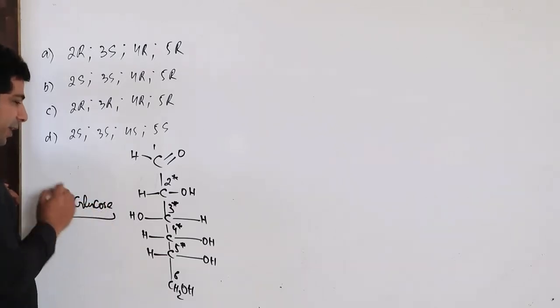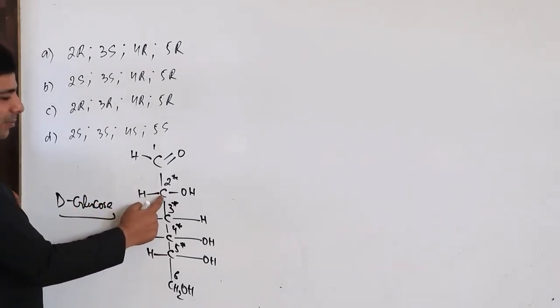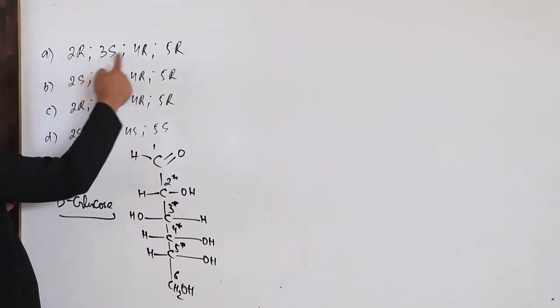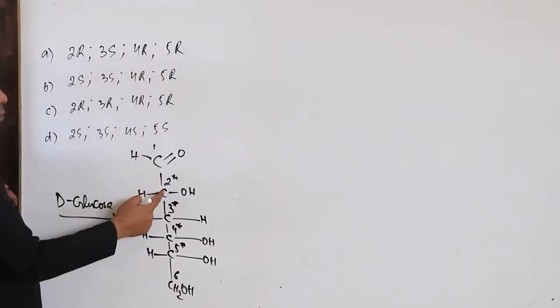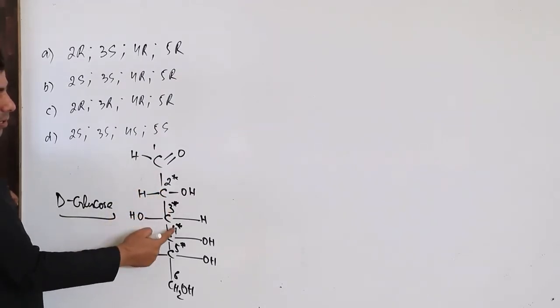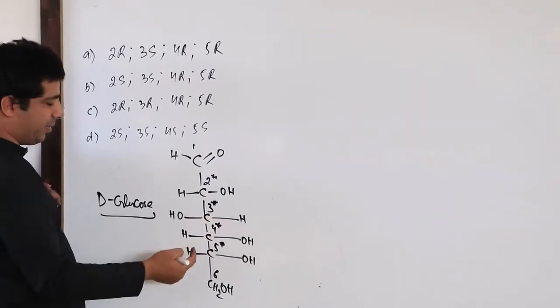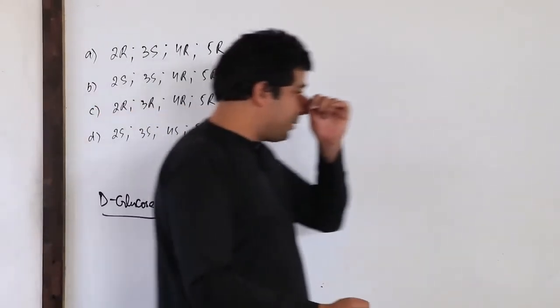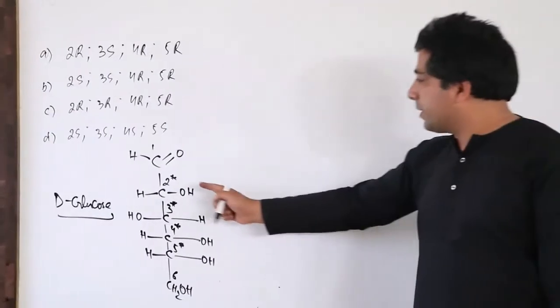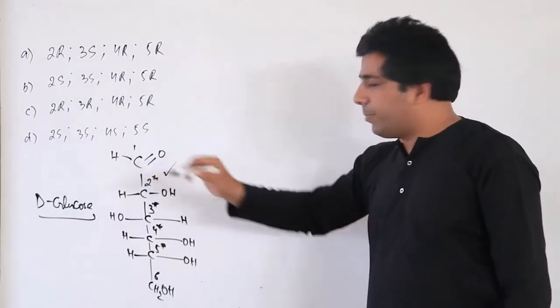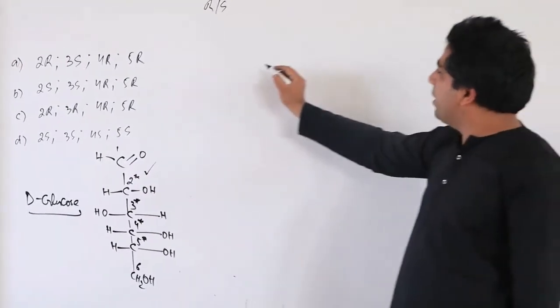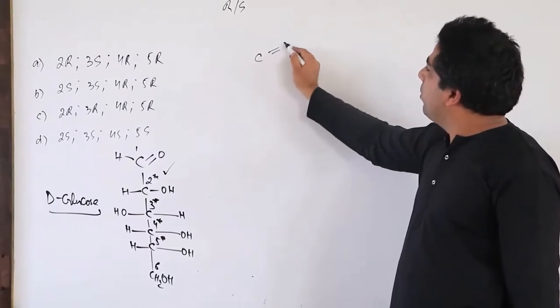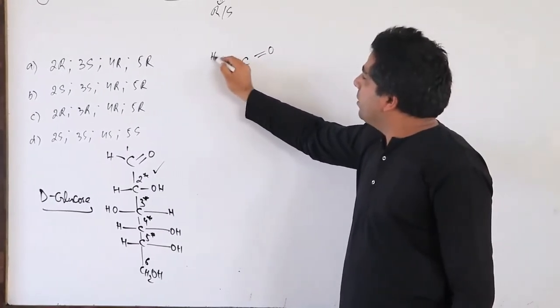My first point is that I will take carbon number 2 actually. You can also look here: 2, 3, 4, 5. That means you are supposed to find out the absolute configuration around the second carbon, third carbon, fourth carbon, and fifth carbon, which are chiral carbons. Correct? So let us start. Let us take the first chiral carbon, which is the second carbon here. So how can I write it down? Have a look. C double bond O H. That is our first carbon.